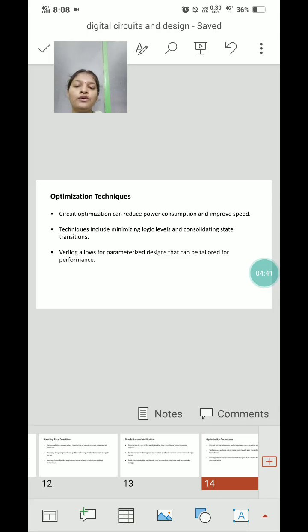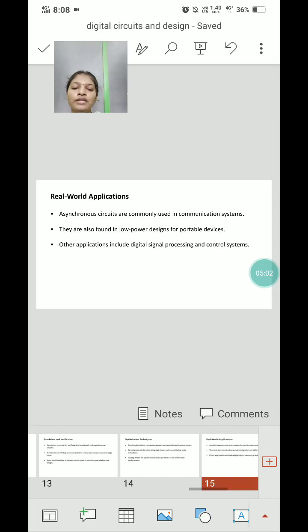Optimization techniques. Circuit optimization can reduce power consumption and improve speed. Techniques include state minimization, reducing logic levels and consolidation. Verilog allows for primitive-based designs that can be tailored for performance.